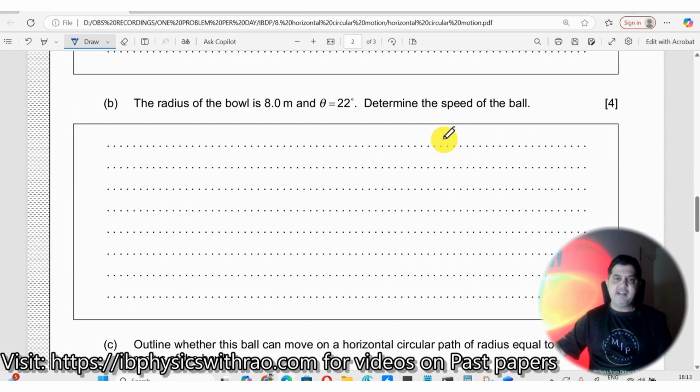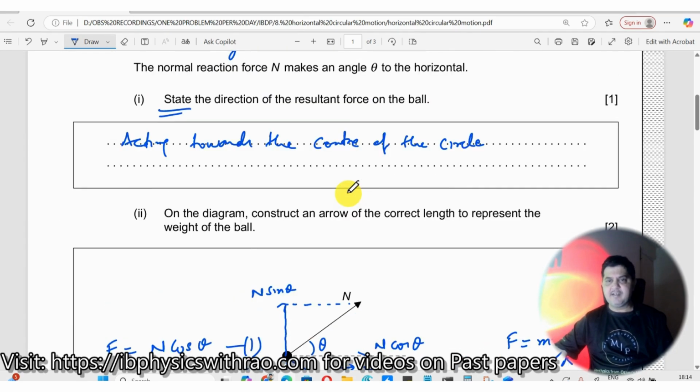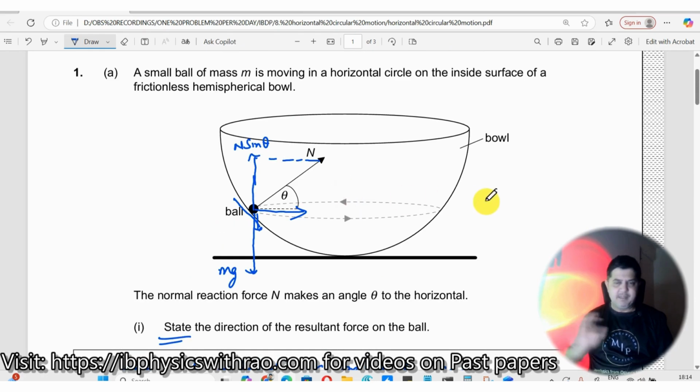Next. The radius of the ball is 8 meters at theta equal to 22 degrees. Determine the speed of the ball. Getting these 4 marks, this problem is considered one of the toughest for many students, because they have assumed it in a different way. They don't read the problem properly. I'll show you where they have made a mistake. Several times I asked this question in my exams, but most of the students have made a mistake. Now he says radius of the ball. Which is the ball?